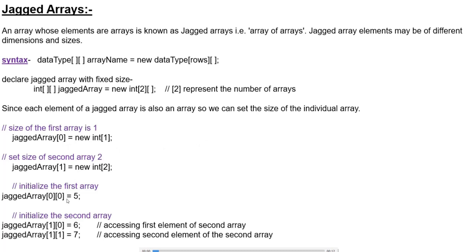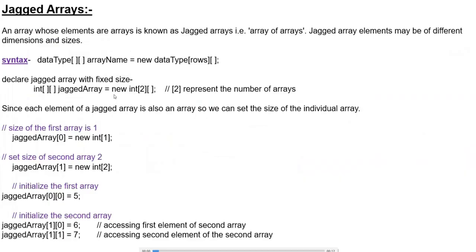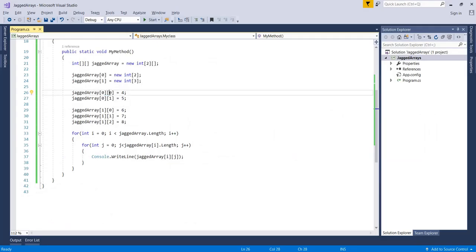We have set the size, we have initialized, and we are accessing also. Okay, 1, 0. What is meant by this? It means accessing the 0 element of the first array. 0 means first array, 1 means second array. So 0 element of first array means the first element of the first array. This 0 is also first, the first element of the first array.